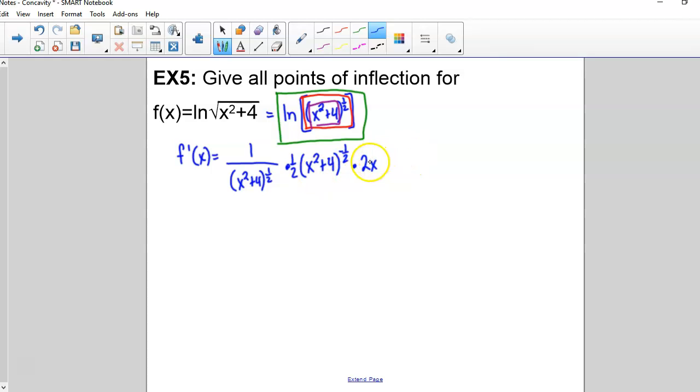And so when we simplify this, the 1/2 and the 2 cancel each other out. The x is going to stay on top, and we'll have x squared plus 4 to the 1/2. Then we'll move another x squared plus 4 to the 1/2 to the bottom. We could combine those and just make that x squared plus 4 to the first power.